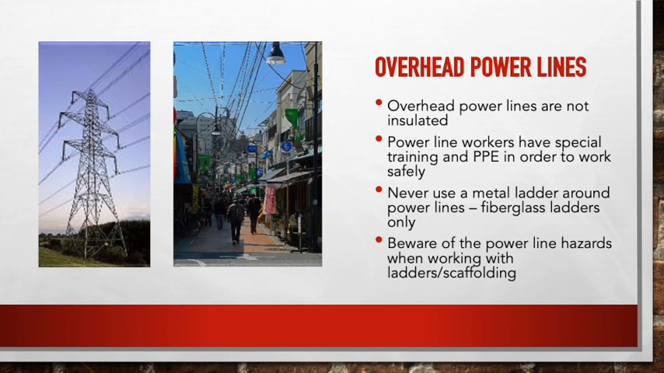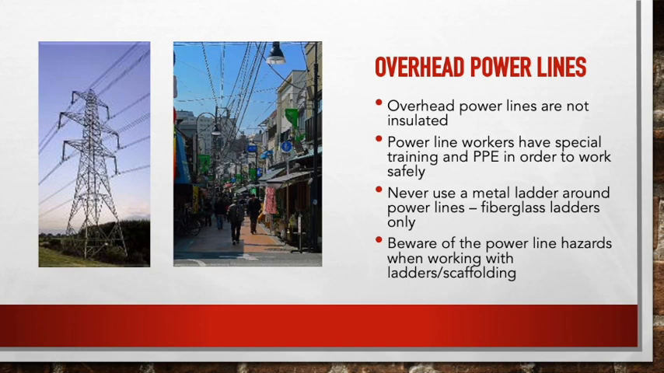So overhead power lines, major issue. Minimum distance for overhead power lines is 10 feet, and it increases as voltage increases. One major issue is they're not insulated, meaning there's no cover over them, and coming into contact with them, you will become part of that system. Power line workers have special training in PPE in order to work around them safely. Obviously, they'd be considered qualified. You don't want to use a metal ladder around power lines.